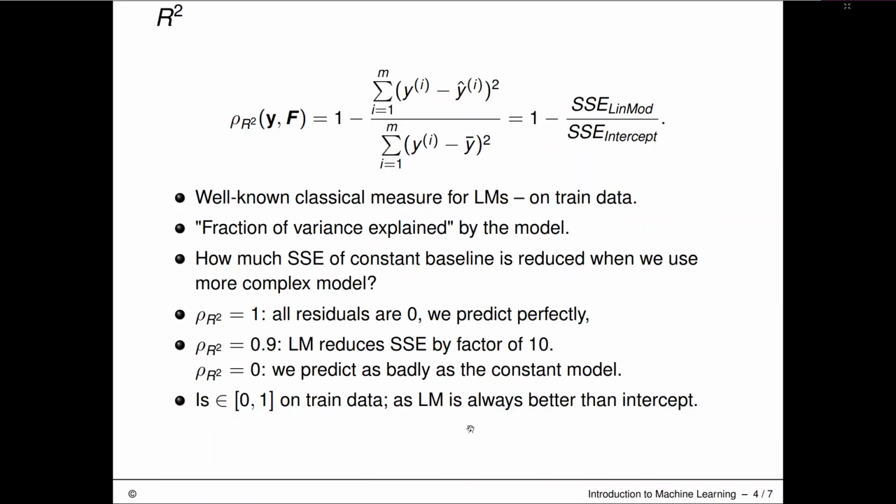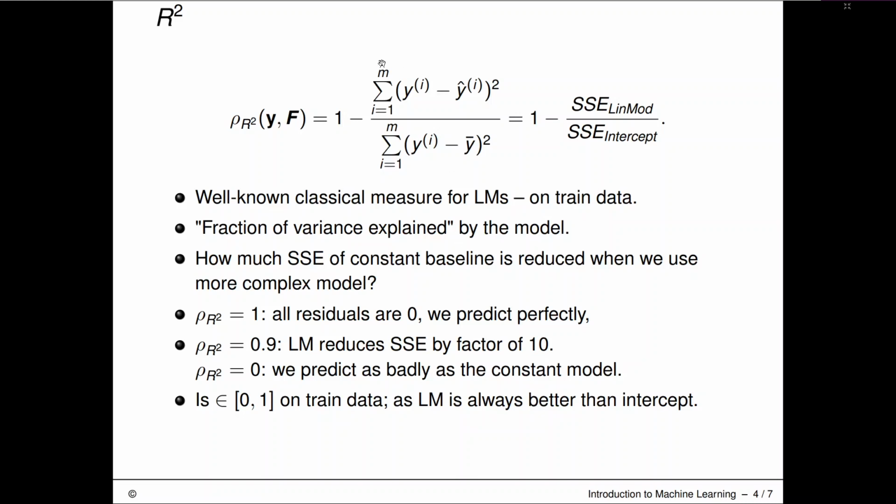There's also the well-known R-squared measure. This is quite well known as a classical measure in classical statistics for evaluating linear models, and usually this is done on training data. Before we can discuss whether this also makes sense in machine learning, let's take a look at the formula and take that apart and see if we can understand its structure.